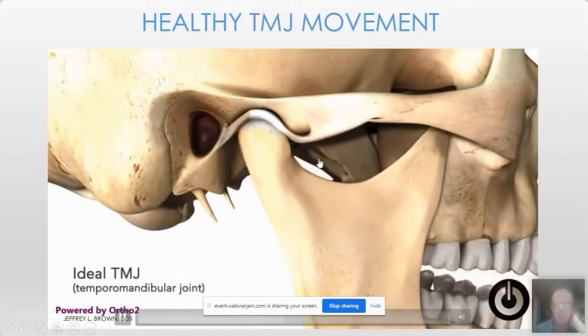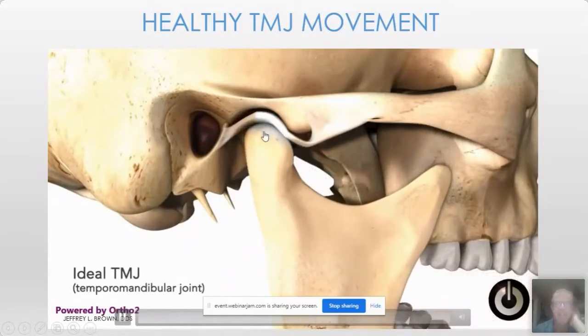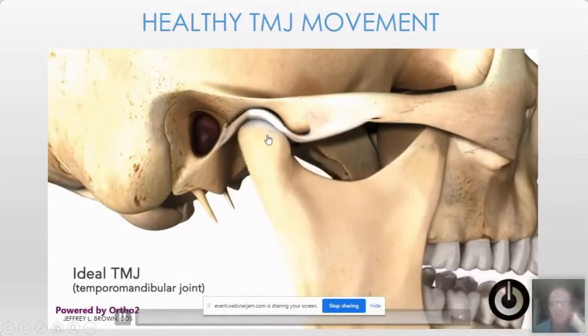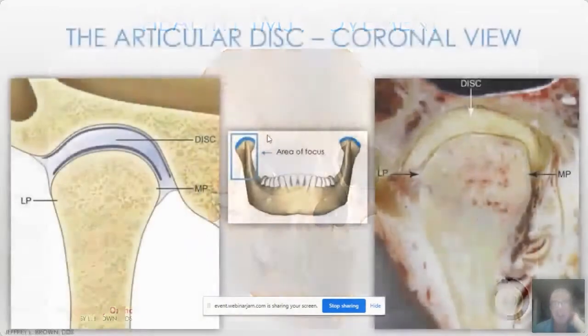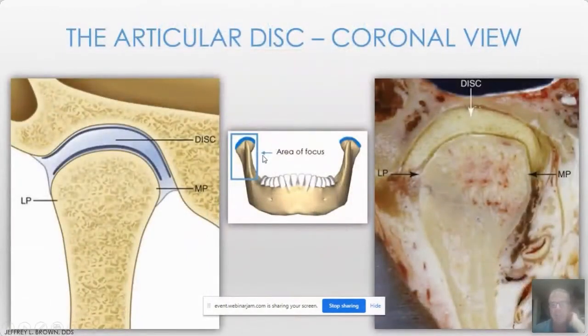I was down in New Orleans last year lecturing, and a nice gentleman named Don Brown had done these wonderful articles, which I'm glad to share with folks if you would like, all about how TMD affects the entire body. It's just an amazing bit of research. So back to what I'm looking for: the disc riding along the top of the condyle. If that little disc is not riding on top of the condyle, it's not healthy. If it's slipped off, it's not healthy.